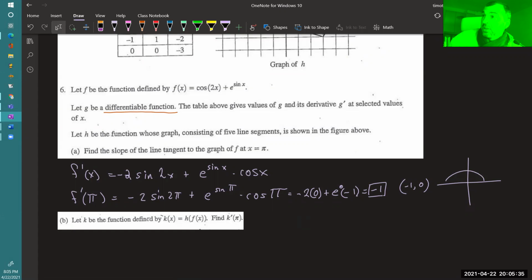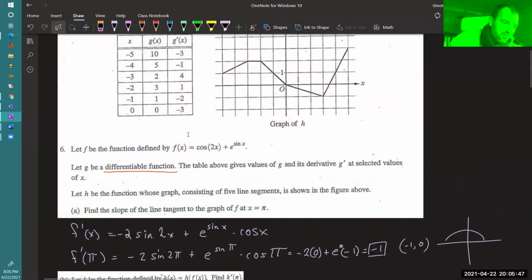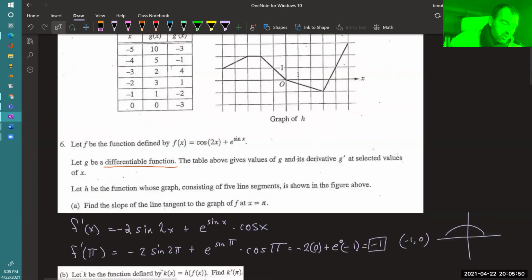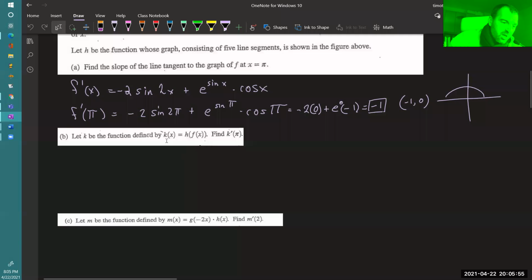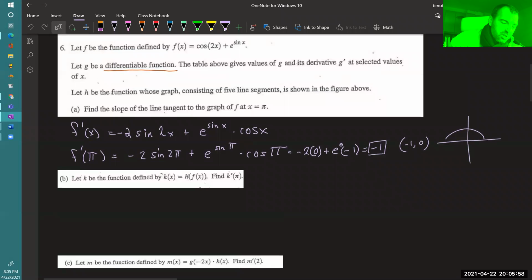Okay. Now, part B. Let k be a new function here. Oh man, they're introducing a brand new function. They've got f, k, h, g. They have a brand new function here. Question is, find its derivative. Well, this is clearly going to be a chain rule. So k prime of x is what we're going to need to find, and then we'll evaluate it at pi afterwards.